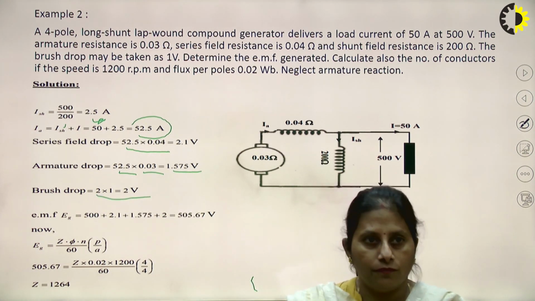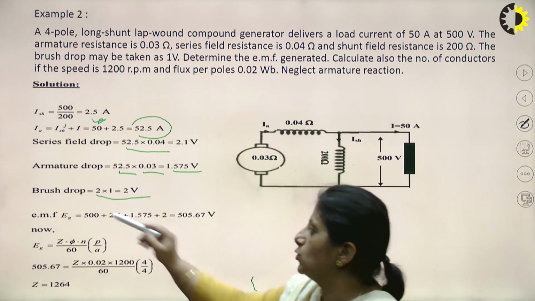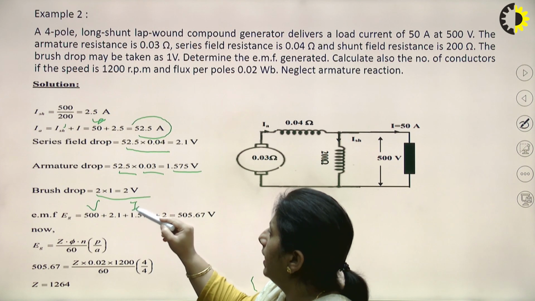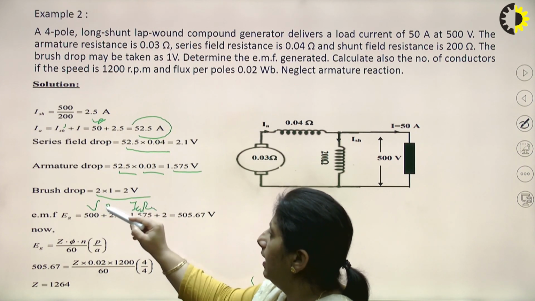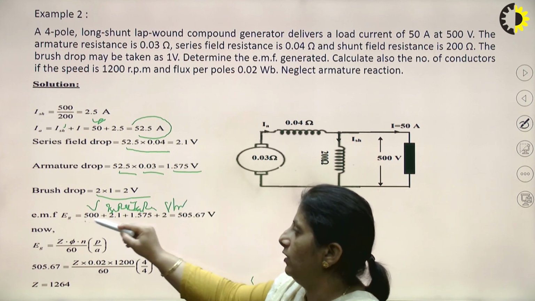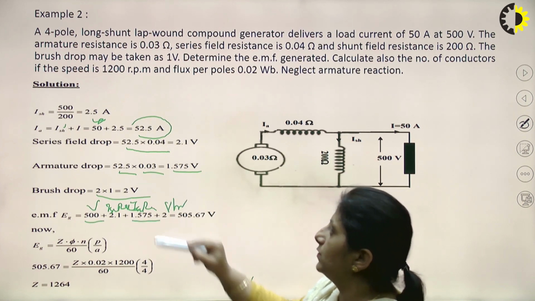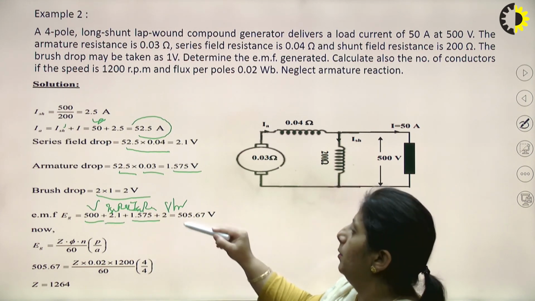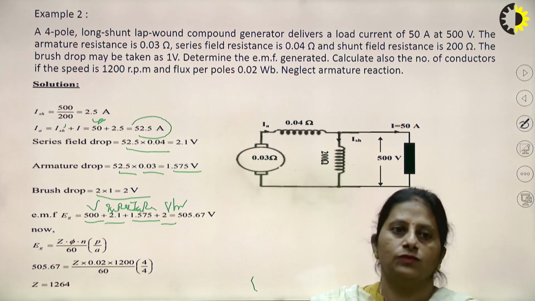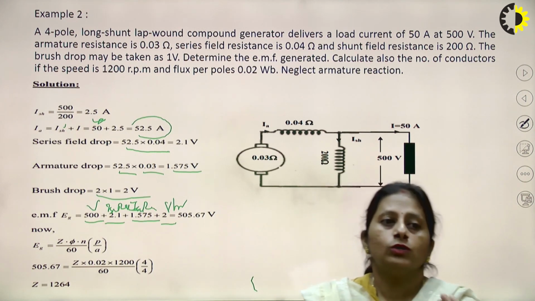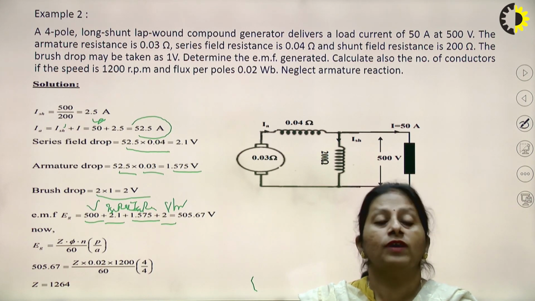So the EMF equation is EG equals V plus IARA plus ISC RSC plus V brush. So this is V 500, IARA that is 1.575, ISC RSC that is 2.1, brush drop 2. I got it as 505.67.